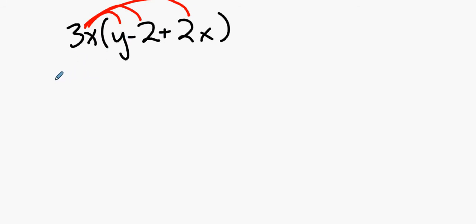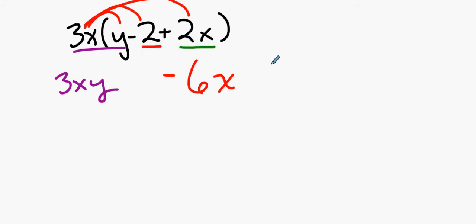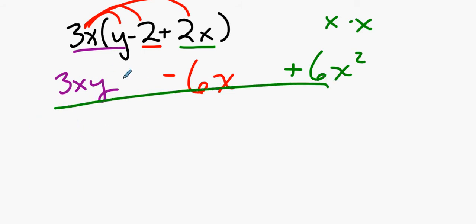3x times y is 3xy. 3x times negative 2 is negative 6x. You follow me there? 3x times 2x, what is that? It's positive. Multiply your coefficients, 6. How many x's? X times an x is otherwise shown as x squared, right? This is your new final answer. You don't have to show an add sign here, and we already have one here the way I wrote it.